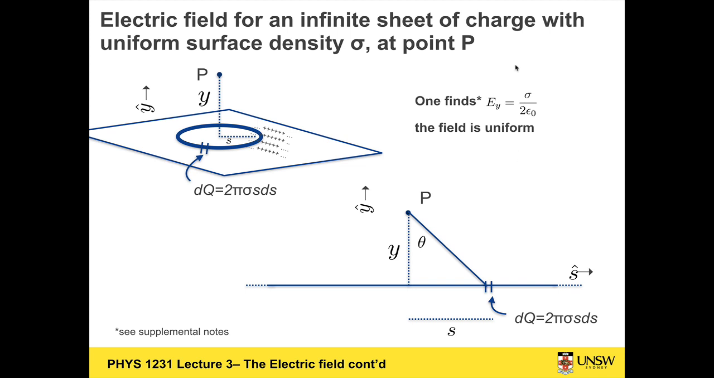Another problem we did, and I won't go through this, is we found the electric field by direct integration for an infinite sheet of charge. We imagined this sheet of charge had a uniform surface density sigma, and we're at some point P, a distance y away. We found a calculation that paralleled the one for the infinite line, but of course we use different elements of charge, and like I said, go back and look at your notes for this. But for an infinite sheet of charge, we find that the electric field is constant, with a magnitude sigma over 2 epsilon naught.